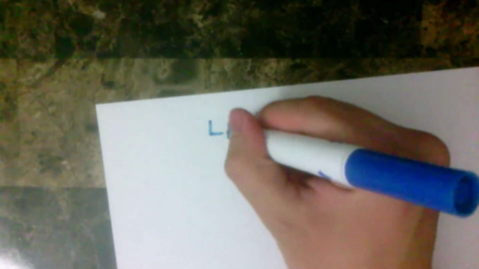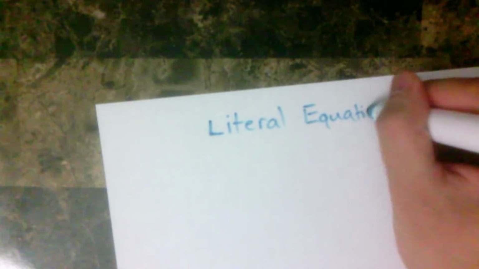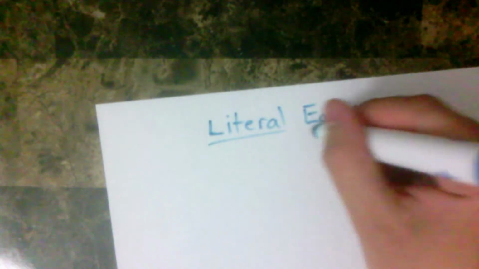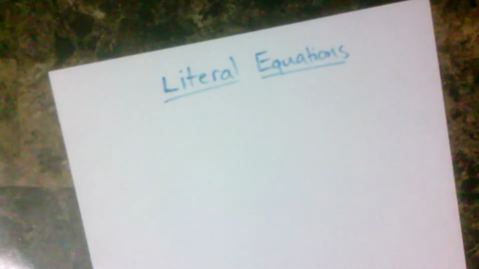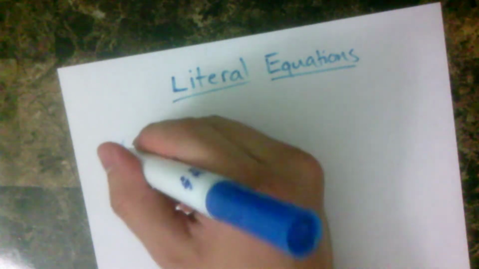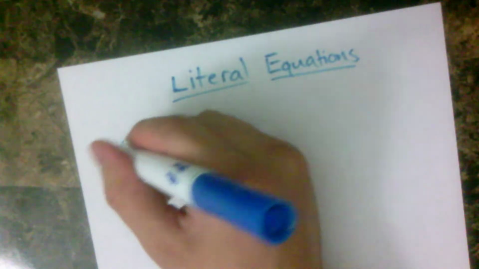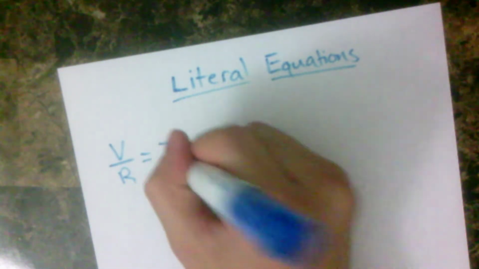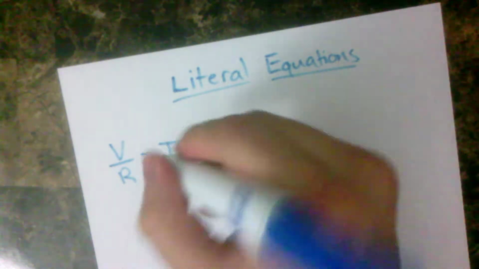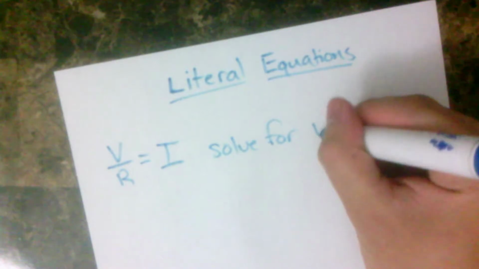Literal equations. These are the ones that don't necessarily have that many numbers, but they have a lot of letters, and you have to solve for things. So literal equations would be something like V over R equals I, and they want you to solve for V.